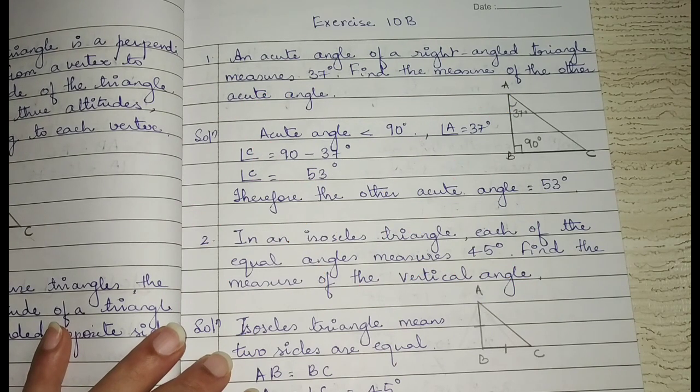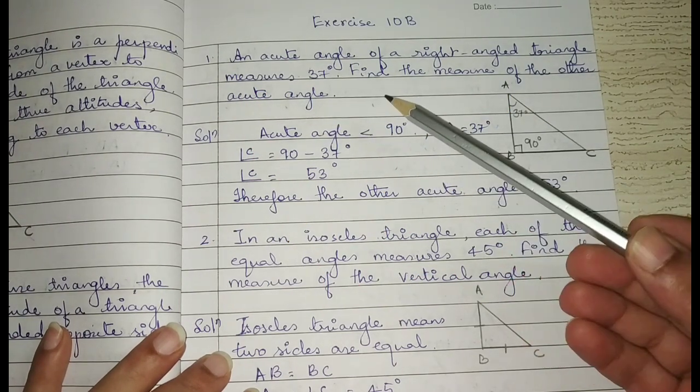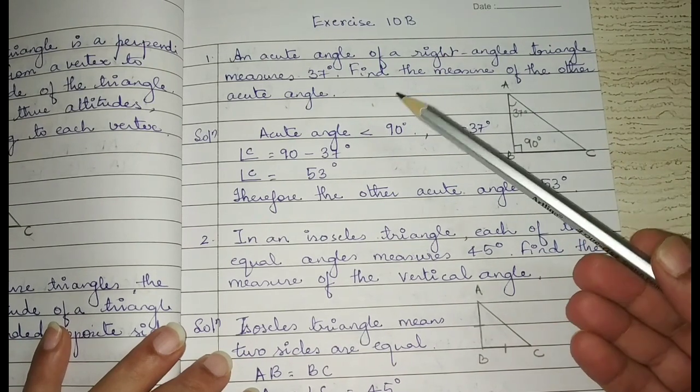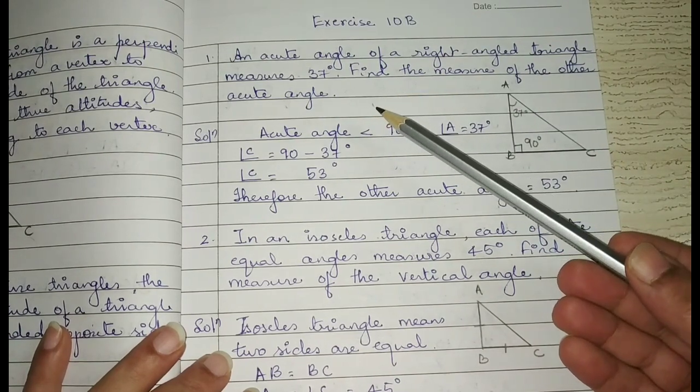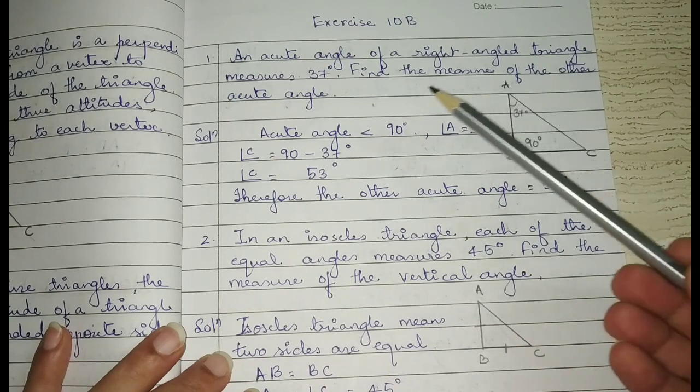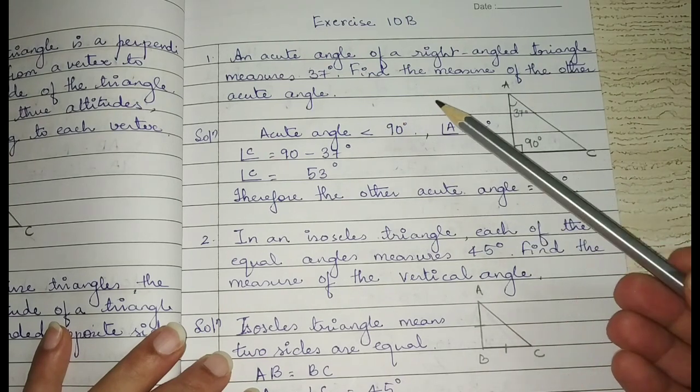So let's see the first question. An acute angle of a right angled triangle measures 37 degrees. Find the measure of other acute angle.